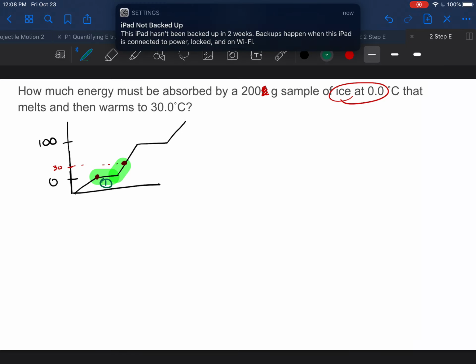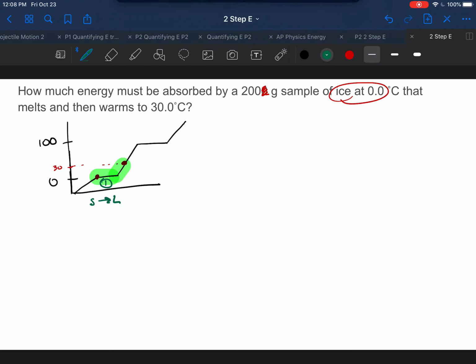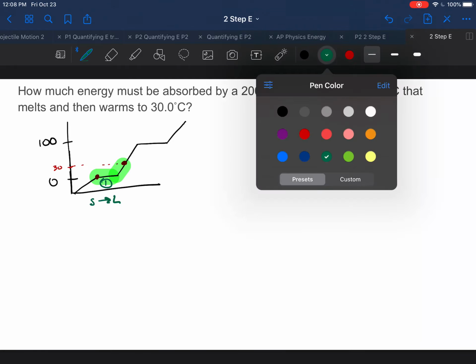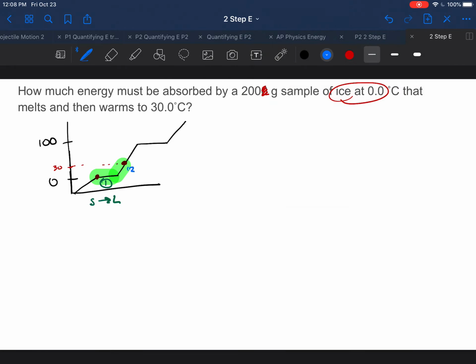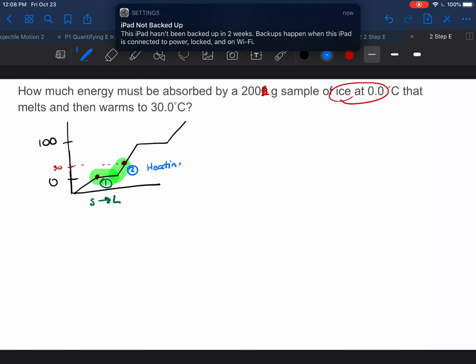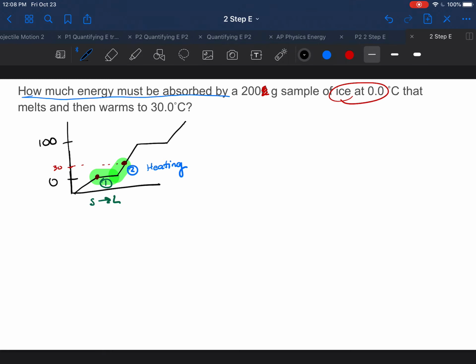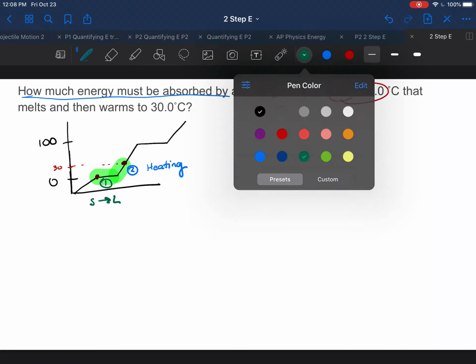On the first region, I have a solid to a liquid phase change. It's going from ice to water. On the second region here, I have a heating event. So I need to figure out how much energy occurs over both these events so I can figure out how much energy is absorbed.